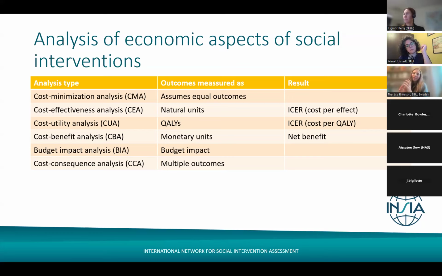And cost consequence analysis is when you can use multiple outcomes. You don't have to bundle them into the same metric or the same outcome measure. You can just explain how the intervention affects the different outcomes and the associated costs as well. So that's a different way of presenting results, but maybe also more difficult for decision makers since they themselves have to weigh these different effects and costs against each other, or maybe more transparent in the end.